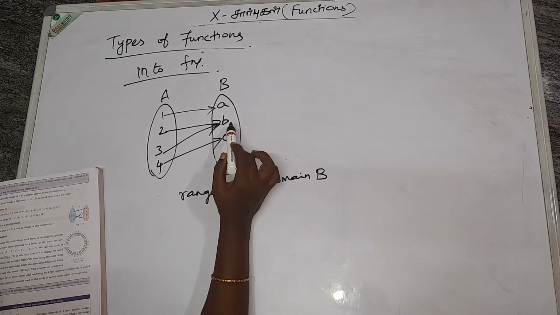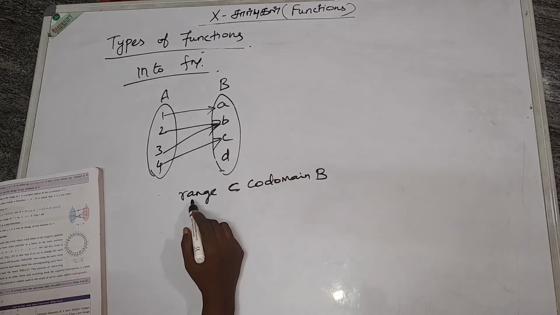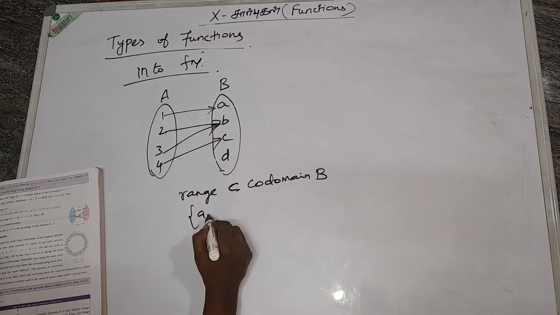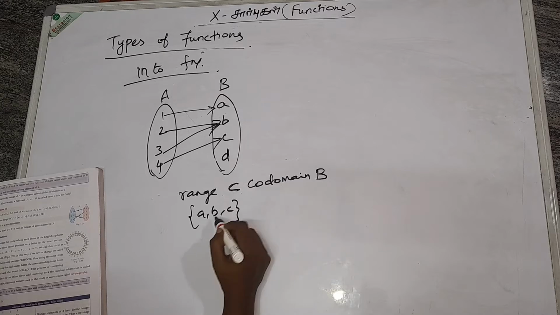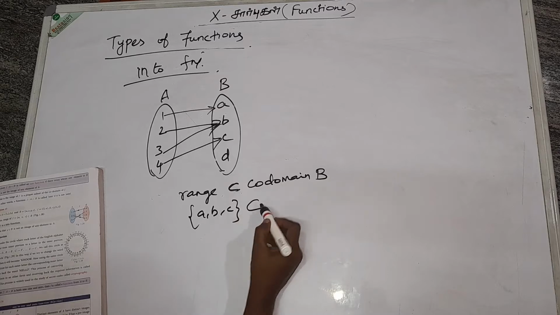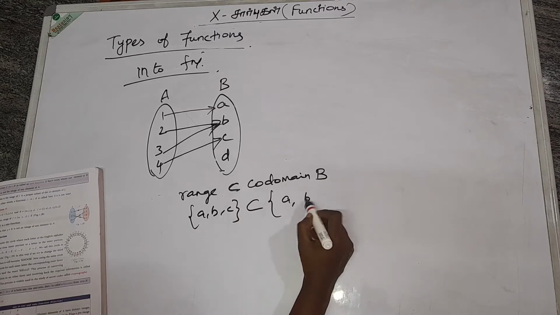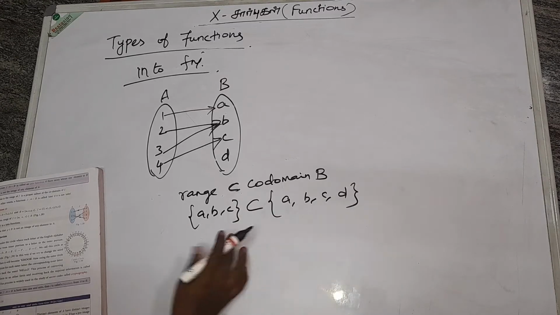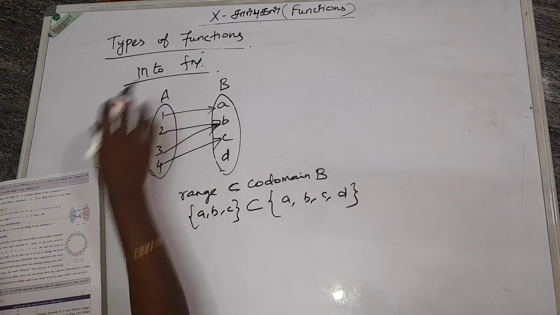So in the range we can have only A, B, C. The set ABC, the set of images, is called the range. So ABC is the range. This should be a subset of the codomain. The codomain is ABCD. Such a function, we can say, is an into function.